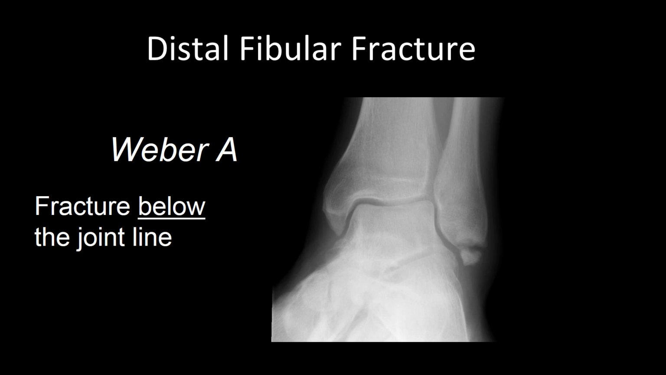So this is how a Weber A is going to look on a plain film radiograph. Again, what we're looking at here is an oblique view. What we can see is that the fracture is completely below the joint line. This is my joint line here. My fracture is well distal to that point.